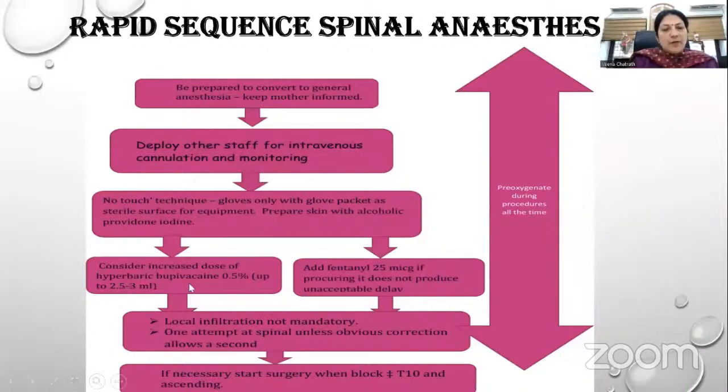Consider the increased dose of hyperbaric bupivacaine, 0.5% up to 2.5 to 3 ml. Fentanyl can be added if it is readily available, but if it is not available, we don't have to wait. Local infiltration is not mandatory. Only one attempt at spinal unless obvious correction allows a second. If necessary, start surgery when the block reaches T10.